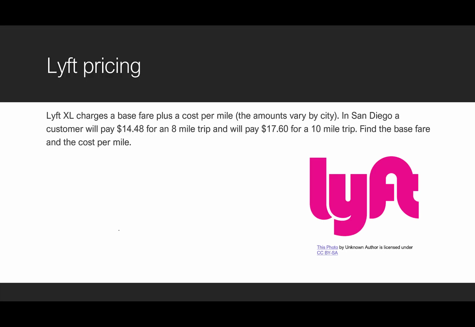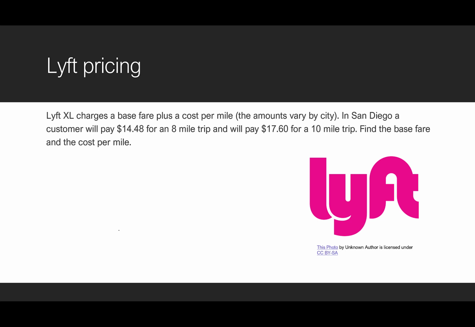So let's try some applications to see how this is used. I did take these figures a little while ago, so they could have increased, decreased a little bit, but it gives you a nice basis for how we use systems. So let's say Lyft XL charges a base fare plus a cost per mile. The amount definitely varies by city. So in San Diego, a customer pays $14.48 for an 8-mile trip and will pay $17.60 for a 10-mile trip. So let's figure out what the base fare is and the cost per mile in San Diego.